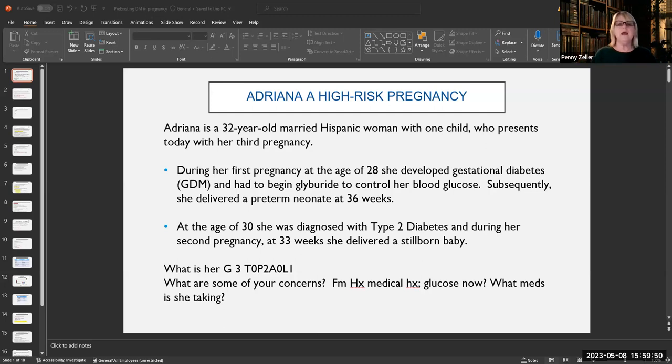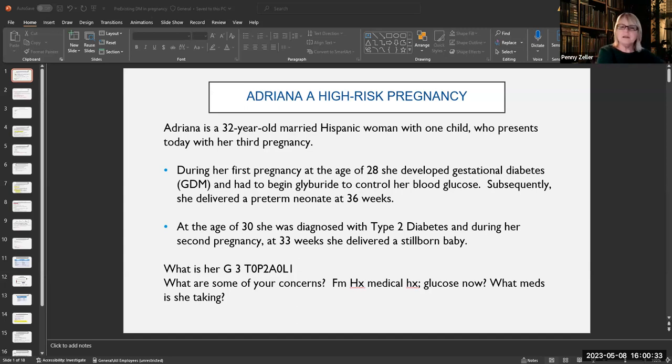In other words, she had hyperglycemia at a high enough level during her pregnancy to become a diabetic at that time. Okay. And during that very first pregnancy, her glucose was high enough that we actually had to treat her with some anti-diabetic medications. So we gave her some glyburide to take. She did deliver that first pregnancy early at 36 weeks. And then 2 years later, she was actually diagnosed with type 2 diabetes. Then she became pregnant the second time.